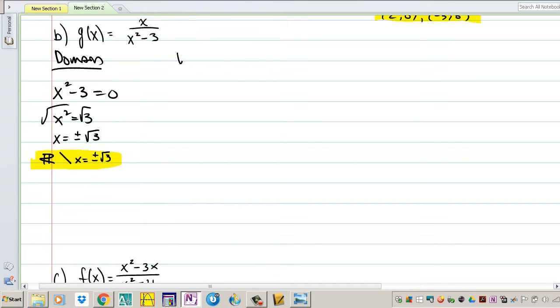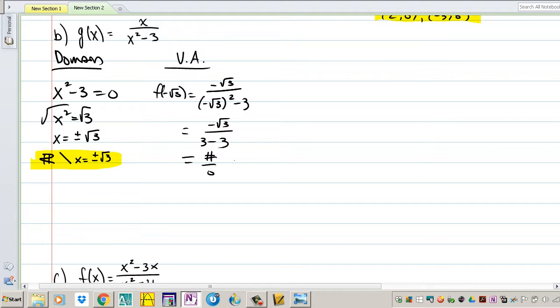So for vertical asymptotes, here's what you want to do. You want to plug them in. So when you plug them in, let's go ahead and plug in the negative one first. So g of negative square root of 3 is negative square root of 3 all over negative square root of 3 squared minus 3, and that gives you negative square root of 3 over 3 minus 3, which is number over 0. So x is equal to negative square root of 3 is the vertical asymptote.